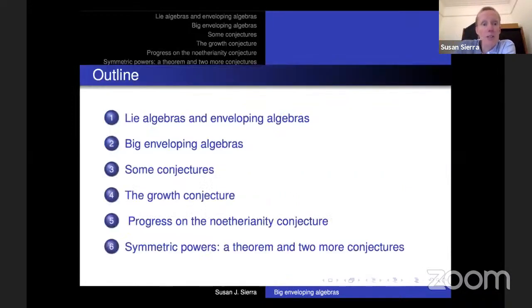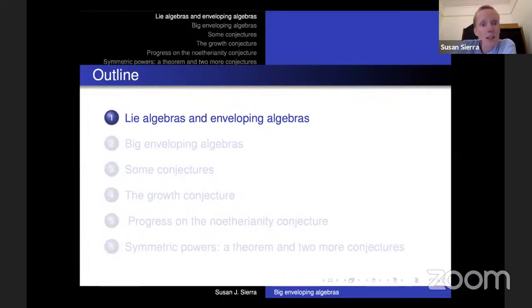So I'm going to start with laying out the setting, and then most of the talk is going to be talking about conjectures, because this is a new area, so there are more questions than there are answers. And please, if you have questions, stop and ask, and I'll do my best to respond to them.